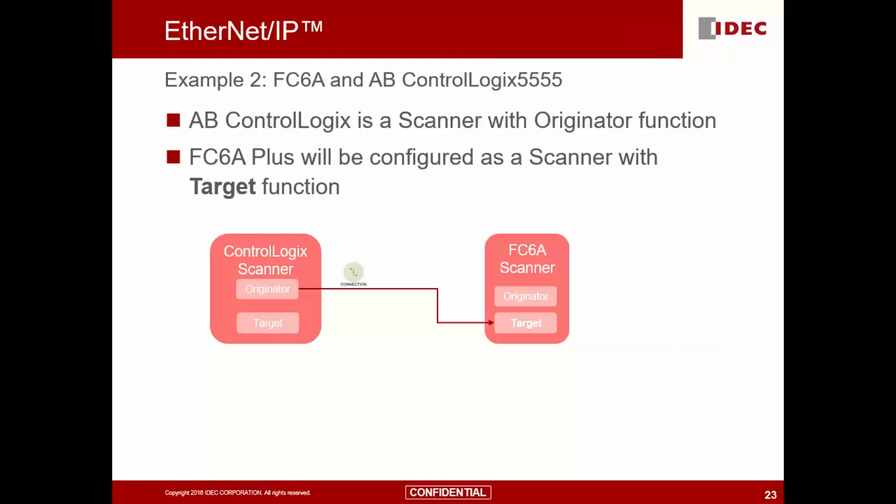No questions? All right. A second example would be to configure our FC6A Plus as the target device on the right hand side, and the Allen-Bradley control logic is the originator device. So the control logic will initiate the connection to our FC6A, and then once we establish communication, data will be able to exchange between the two devices.